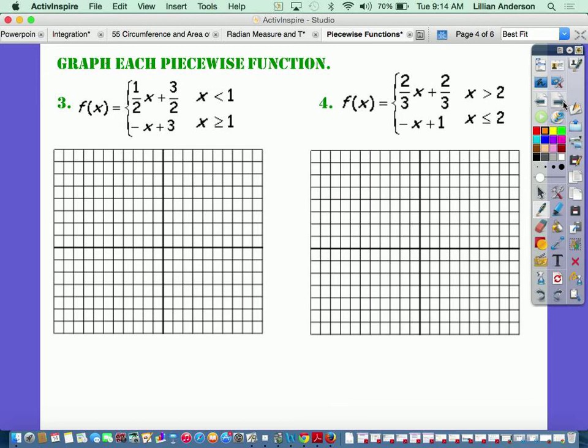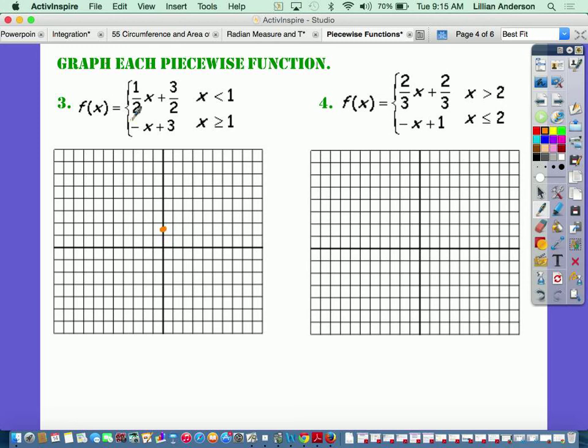The easiest way to graph it is to graph the whole line and then erase what you don't need. Okay, so hopefully everyone has a pencil, yes? If you don't, I suggest that you switch, okay? Old school graphing a line. The three halves is your what? The y-intercept, so I cross the y-axis at three halves.